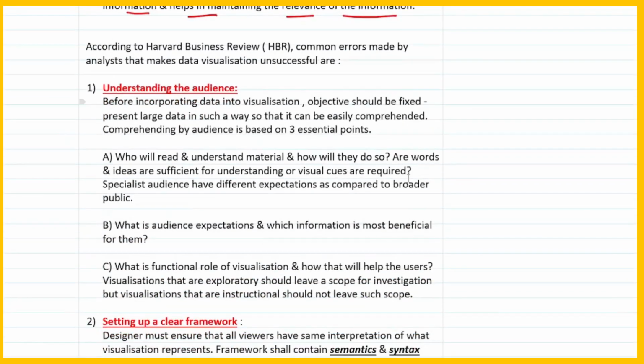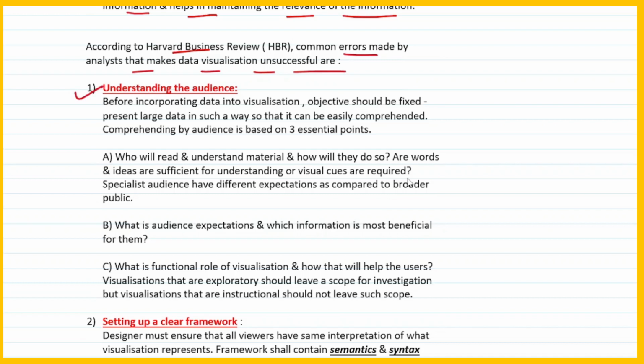Now your book also tells you, according to Harvard Business Review, there are certain common errors which are made by analysts that can make data visualization unsuccessful. Rather, Harvard Business Review tells you if a data visualization is not done properly, what are its drawbacks or the cons, right? Now, first of all, you got to understand the audience, right?